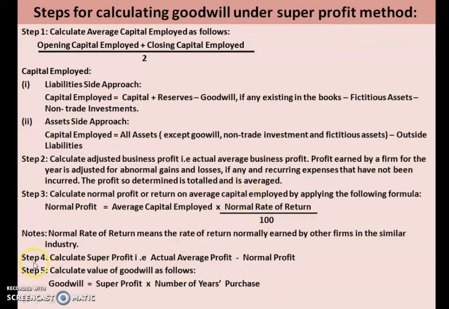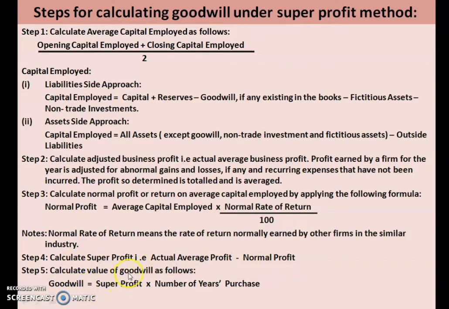Then step 4 is to calculate super profit. What is the formula for calculating super profit? Actual average profit that you will get from step number 2, and normal profit you will get from step number 3. So from step number 2, if you subtract step number 3's amount, you will get super profit.